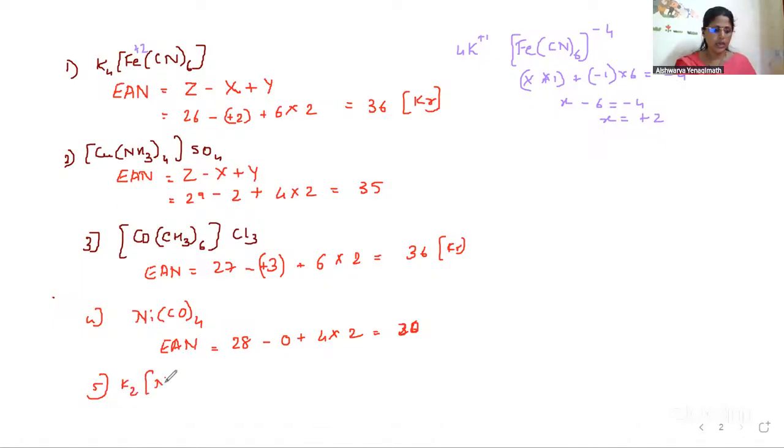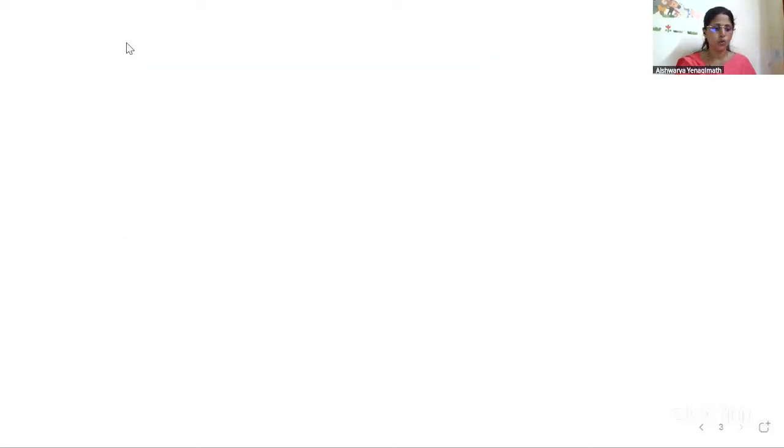Take the next example, K2[Ni(CN)4]. How do you do it? EAN is equal to, what is the atomic number? 28 minus charge 2 plus 4 into 2. How much do you get? You get 34. Take another example. Let me see how you can do that. The example is K3[Cr(C2O4)3]. So how do you calculate EAN for this?